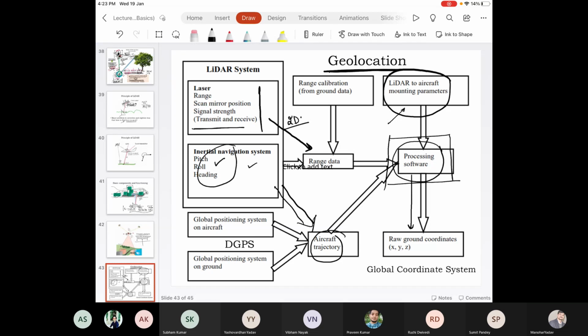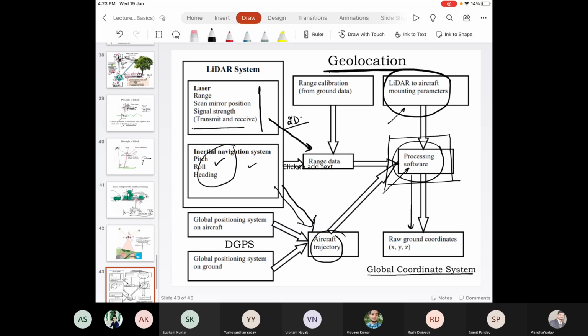All the steps of geolocation are coded in a particular coding platform, and the resulting processing software calculates the coordinate of a target point in a global coordinate system. So this is all about mobile laser scanning, the laser scanning we perform through a mobile platform.